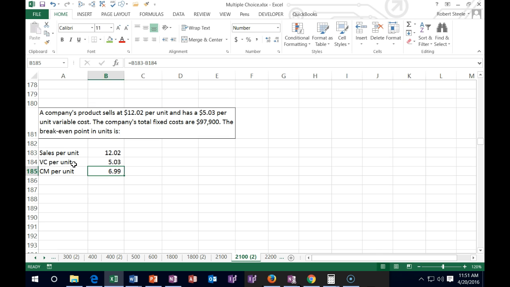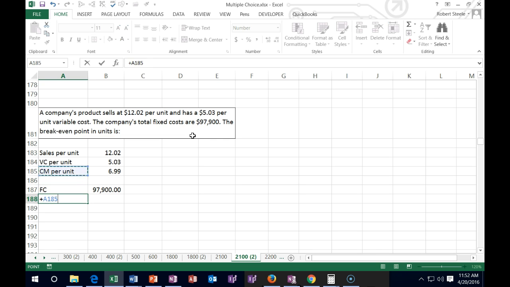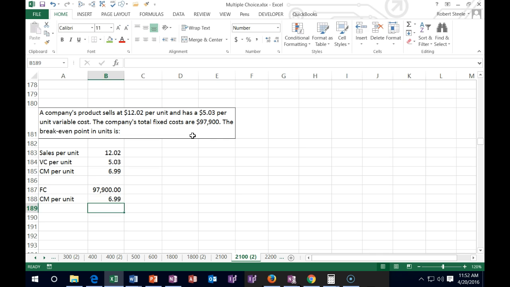So now we can figure out how many units we have to sell to pay the fixed costs, basically to pay the rent, the rent being one of the major fixed costs, right? The rent doesn't change month to month. So how many units after the variable cost do we have to sell to cover this? In order to do that, we're going to take the fixed cost of $97,900 and divide it by the contribution margin per unit, which is this cell, the $6.99. We're going to divide those two out.